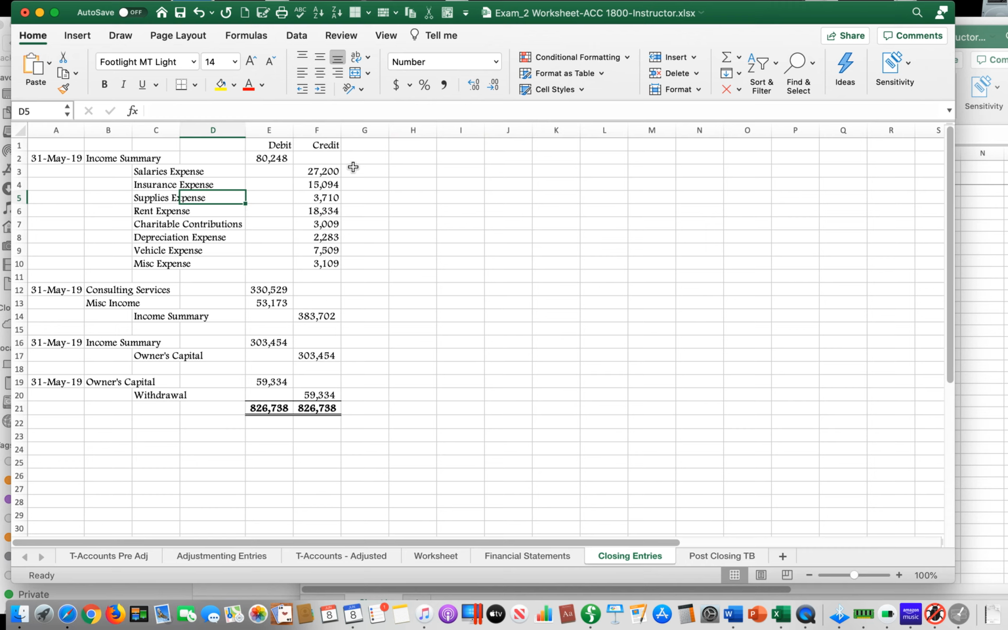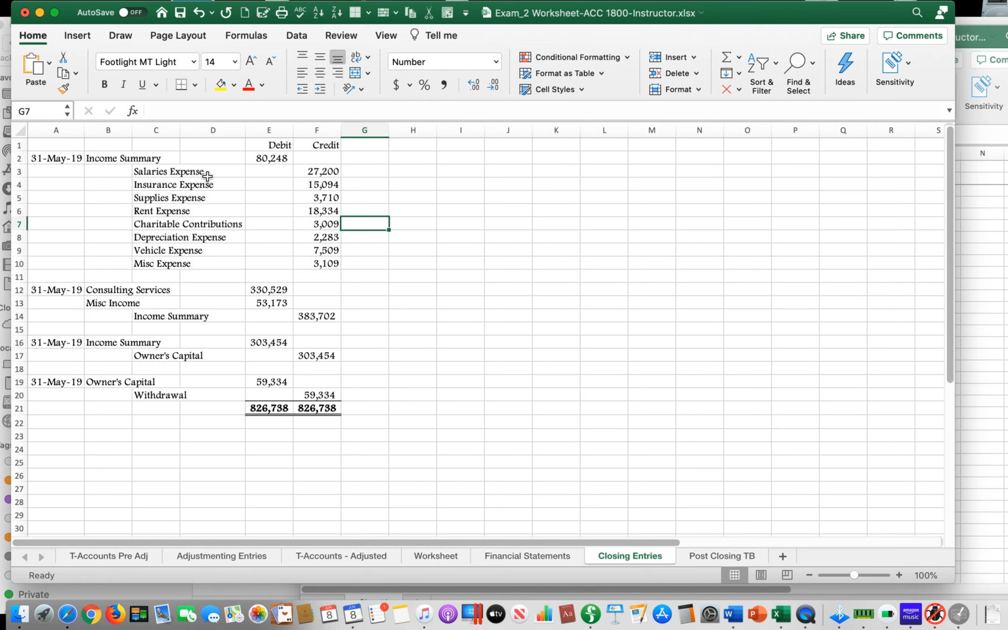If you go to the worksheet, or go to the T account, you will see $27,200 debit under sales expense. To close it, you would credit it. In other words, you do the opposite. To close an account that has a debit balance, you credit it for the same amount, which brings it to zero. If you have a debit balance of $80,000 and you credit it for $80,000, the balance is zero. You've now closed that account.